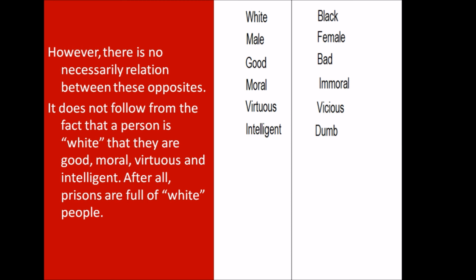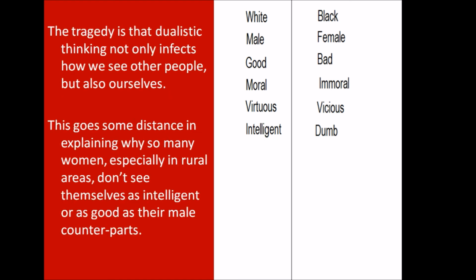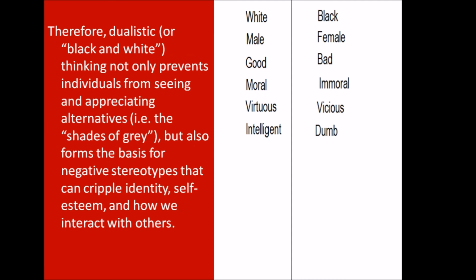It doesn't follow from the fact that a person is white that they are good, moral, virtuous, and intelligent. After all, prisons are full of white people. Nor does it follow from the fact that a person is female that she is bad, immoral, vicious, or dumb. The tragedy is that dualistic thinking not only infects how we see other people, but also ourselves. This goes some distance in explaining why so many women, especially in rural areas, don't see themselves as intelligent or as good as their male counterparts.